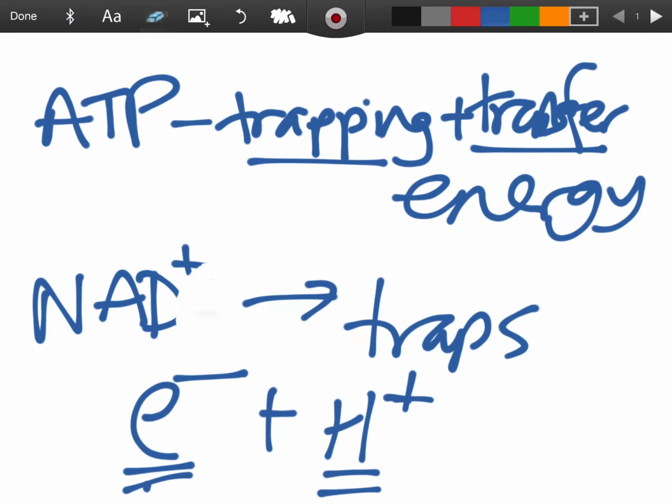So NAD plus traps high energy electrons and protons. ATP traps energy, or stores energy, if you like. So that's just if they ask you for the role of those. Now, finally then, just before we move away from the Krebs cycle, remember that table that you would have in your notebook now.